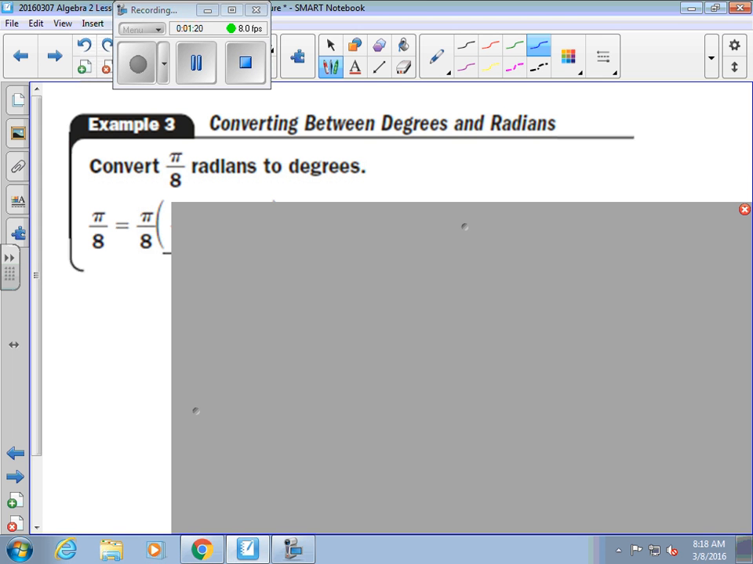Example number 3 tells you to convert pi over 8 radians to degrees. Notice we already have pi. So you're multiplying it either by pi over 180 or you're multiplying it by 180 over pi. Which one will eliminate the pi completely? Remember, it has to be opposite. See how pi is on top? It has to be opposite, the top or the bottom. It's at the top right now. You want to multiply it with pi on the bottom. So this is not the correct one. You're going to multiply it by 180 over pi.